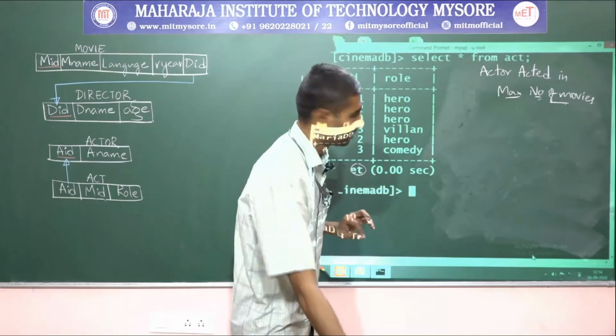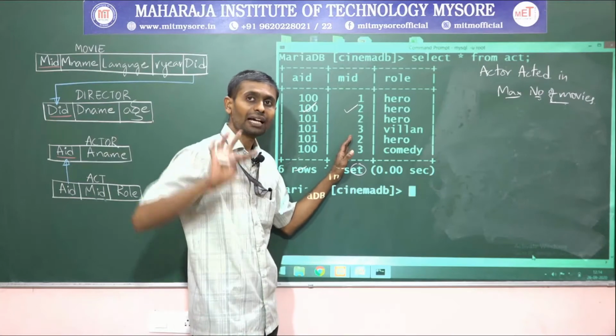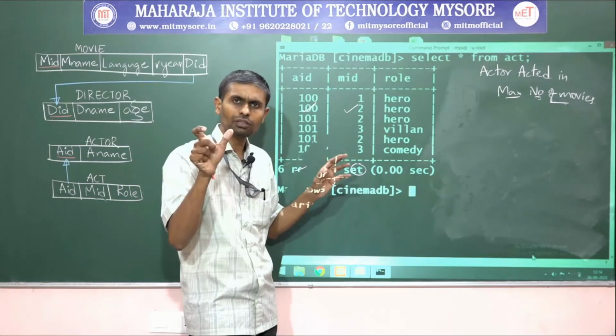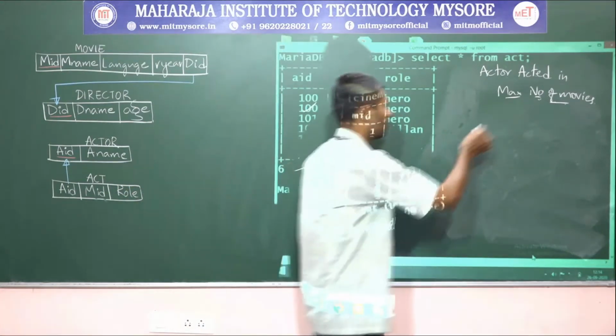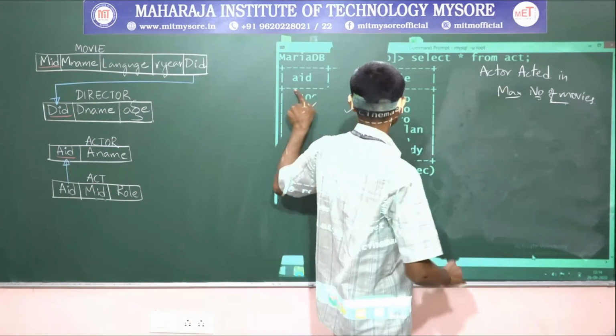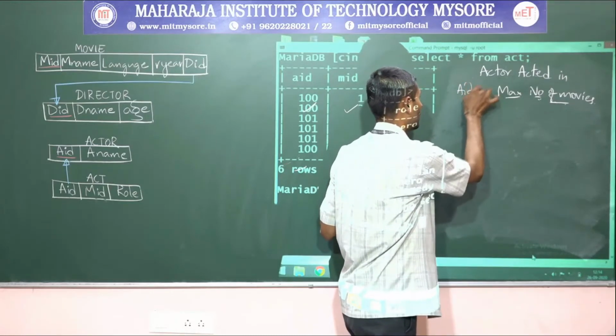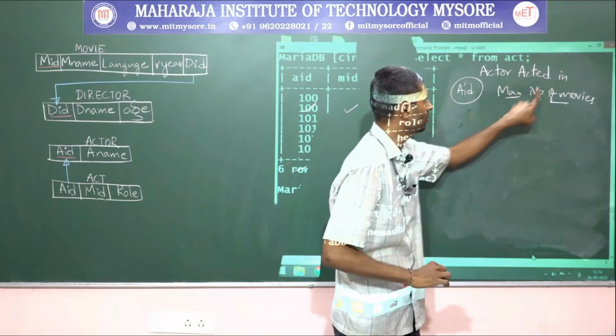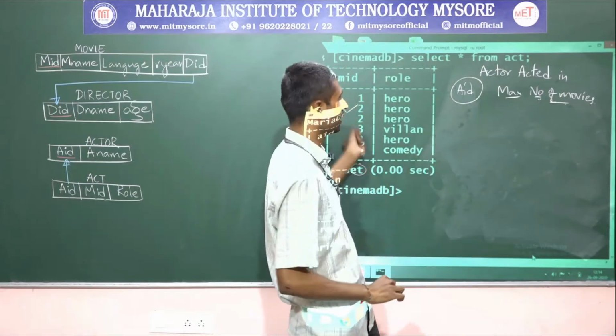What we want is each actor acted in the maximum number of movies. Number of movies means what? Count of movies. Actor means AID, retrieve AID. Acted in movies, that means MID.